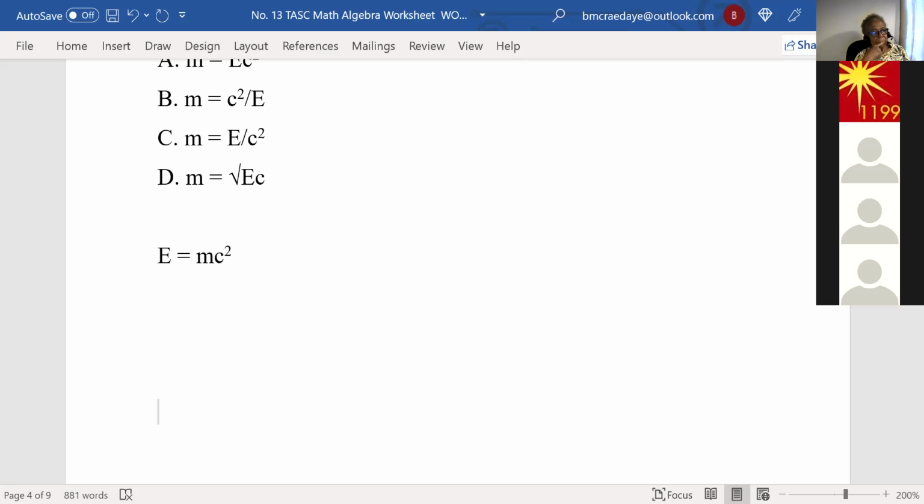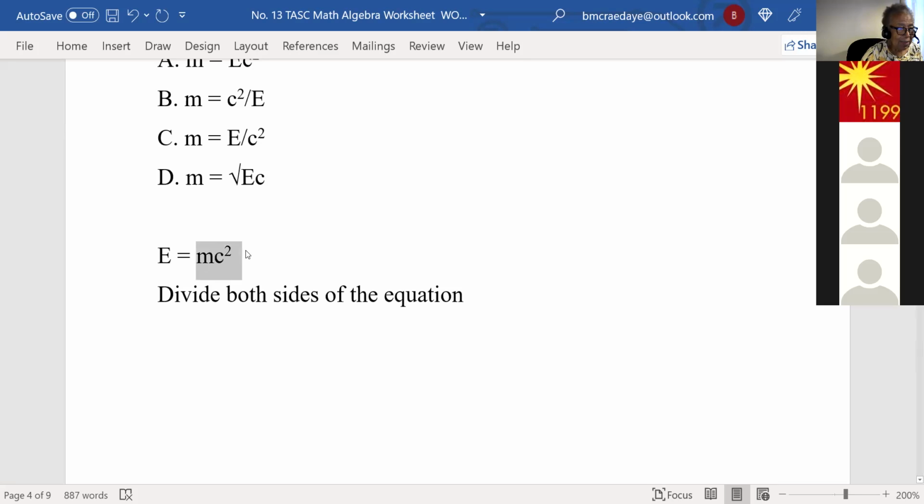M is multiplied, but you have to do the opposite to find M. What's the opposite of multiplication? Division. That's right. So what would you divide by? You want M left, so you divide both sides by C to the second power. That's right. Divide both sides by C to the second power.